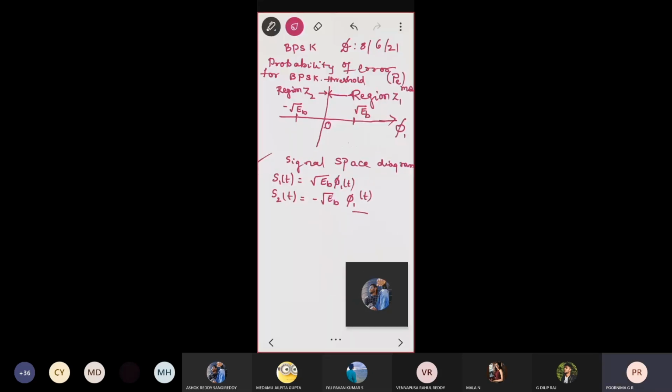Region Z2 will be the region where the signal S2 of t will be estimated. Okay, so this is the signal space diagram we have already seen in the previous class.